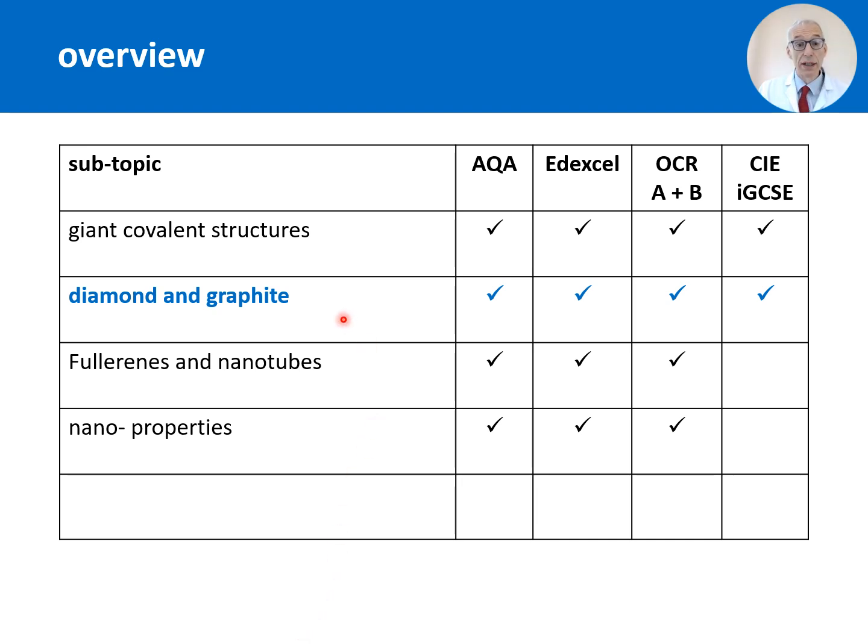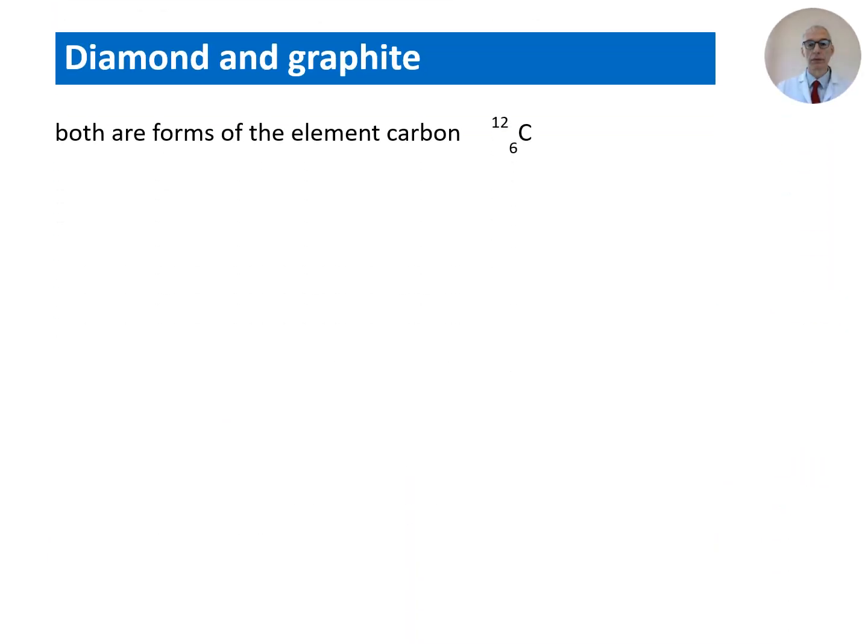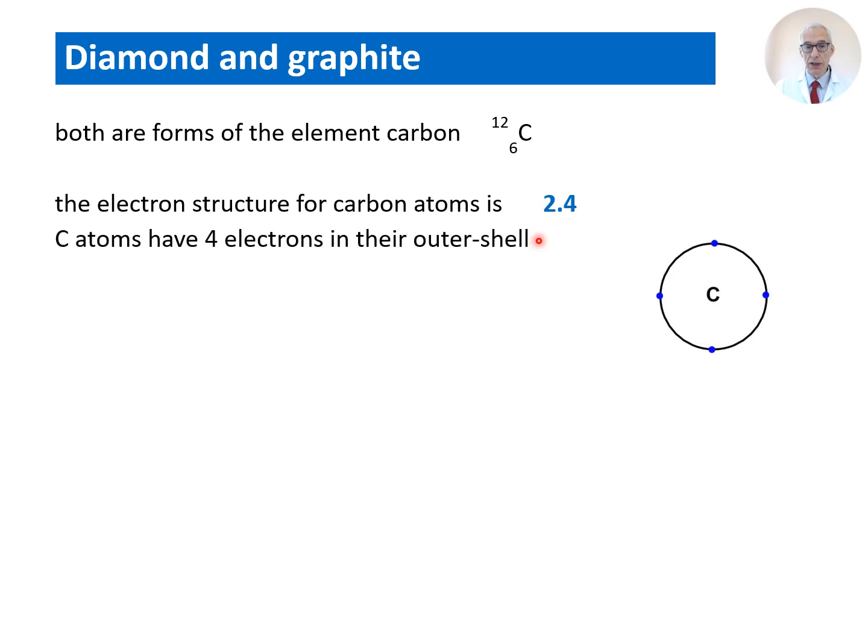So let's do that: diamond and graphite. Diamond and graphite are both forms of elemental carbon. The atomic number of carbon is 6. Pause and write the electron arrangement for the carbon atom. Okay, so the electron structure for the carbon atom is, of course, 2 in the first shell, 4 in the second. So carbon atoms have 4 electrons in their outer shells. These are the electrons involved in bonding.